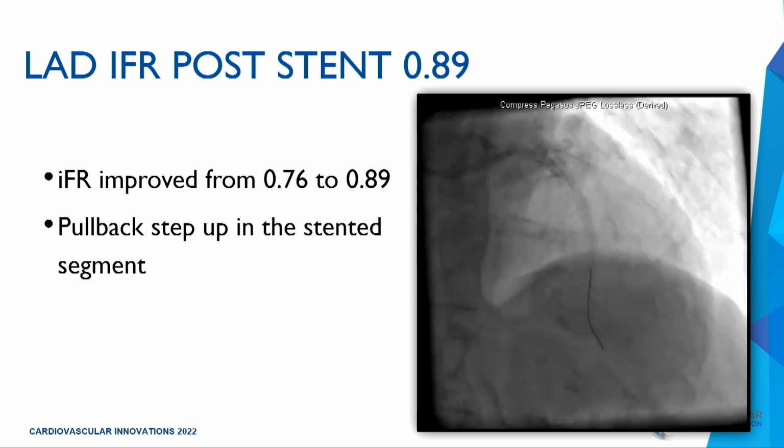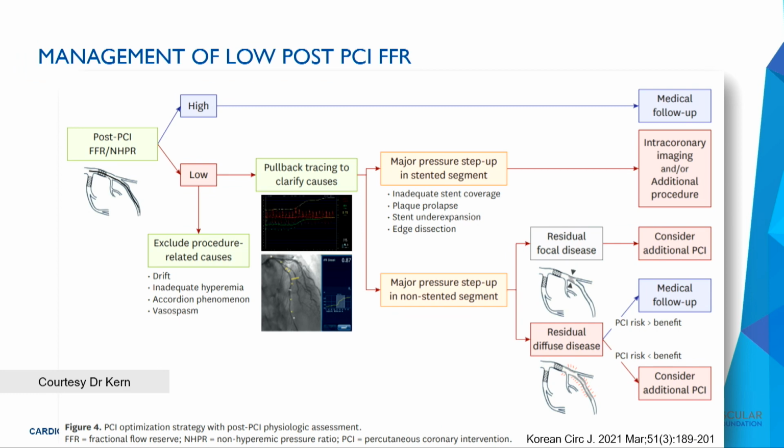So pull back to show if there is any step up, and what is the step up? Are we missing a lesion distal to the stent, within the stent, or proximal to the stent from plaque shift? This is a nice algorithm. I saw it in one of Dr. Morton Kern's talks, published in the Korean Journal, cardiovascular intervention.